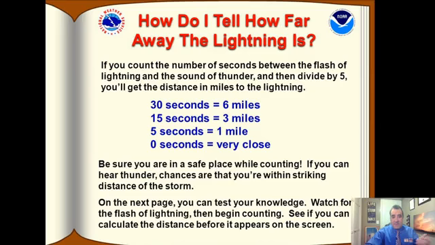15 seconds, 3 miles away. If you count 30 seconds between when you see the lightning and you hear the thunder, that lightning bolt was 6 miles away from you. Here's the thing. You never want to count 0 seconds between the lightning and the thunder, because that means that lightning was almost right on top of you.